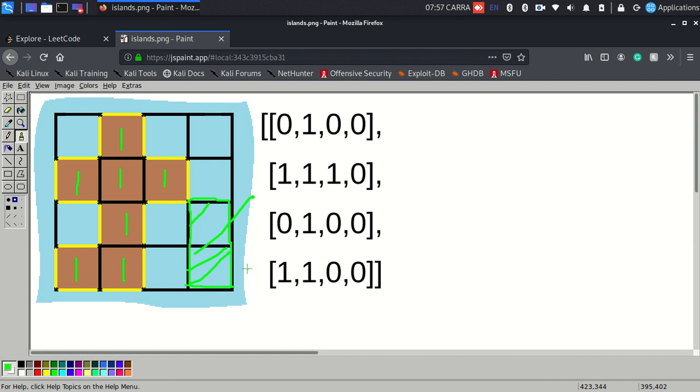Let's say this is A and this is B. If you see the A and B islands, A's perimeter was initially 4, and B's perimeter was initially 4 when they were not connected.